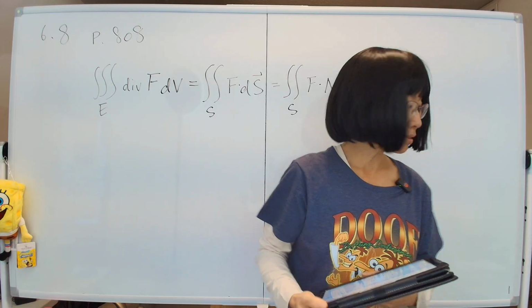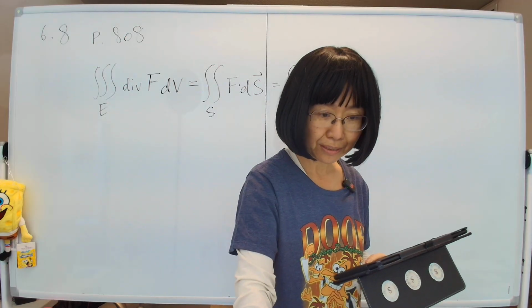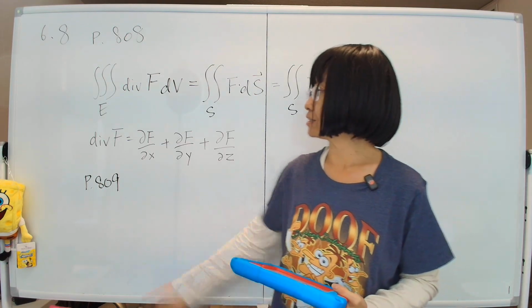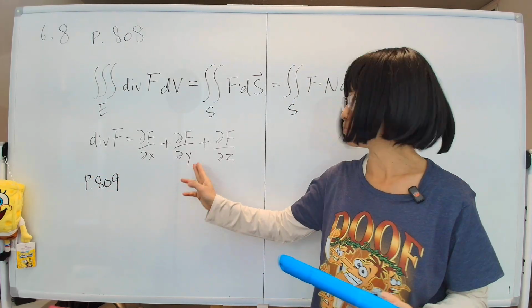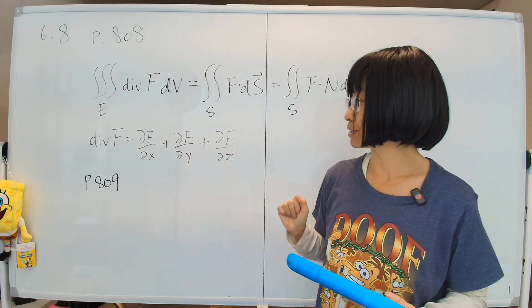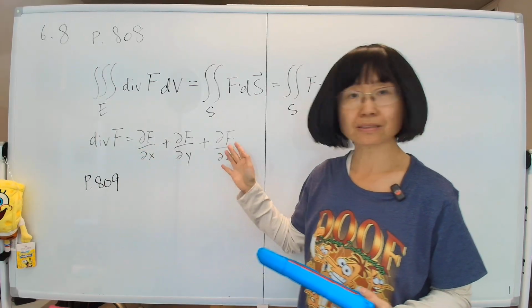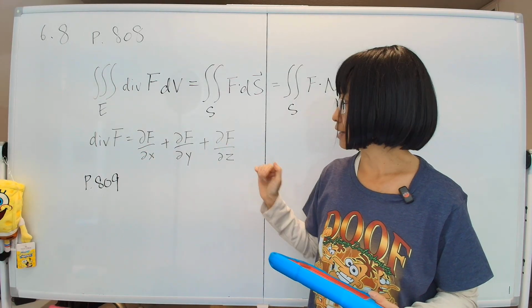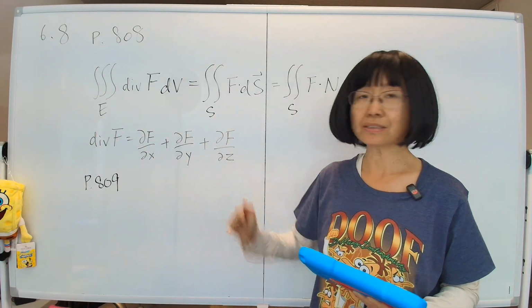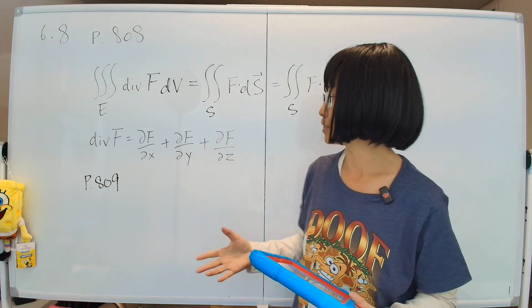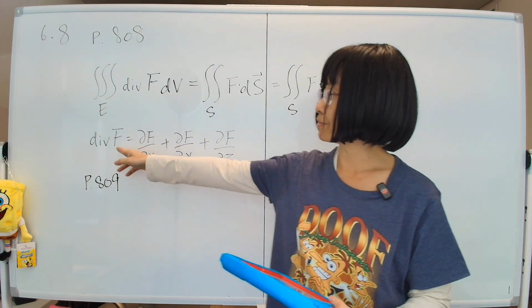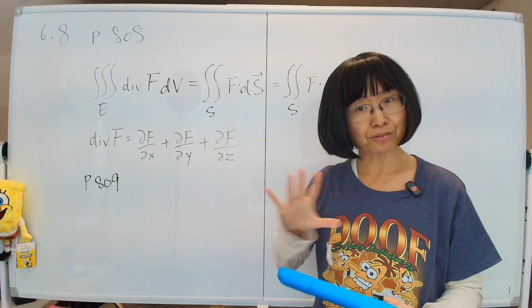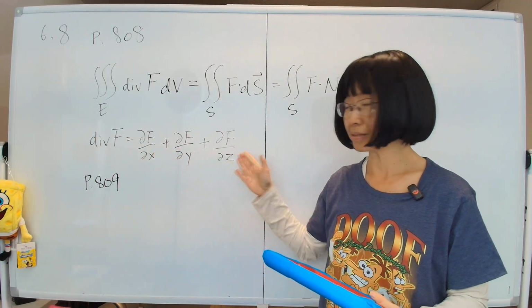Okay, so let me go do something. Now I should mention that divergence, of course, is partial F partial x plus partial F partial y plus partial F partial z. The divergence is stuff that's added up, scalar functions. The divergence is not a vector function, remember that. It's just a scalar function, but it comes from a vector function. F is a vector function with 3 components, but we're just going to add up these things.